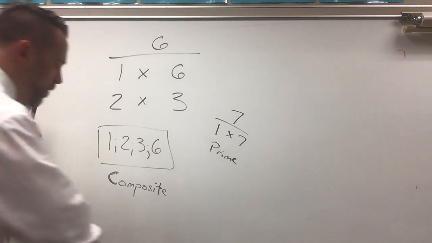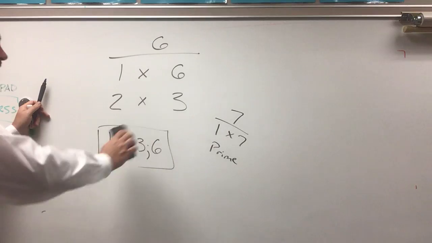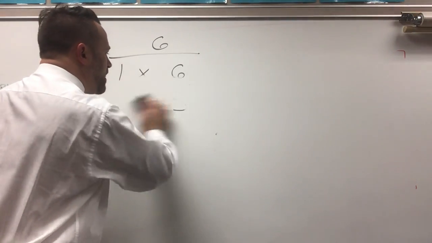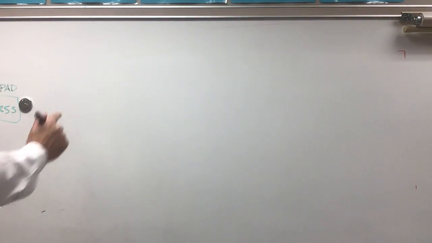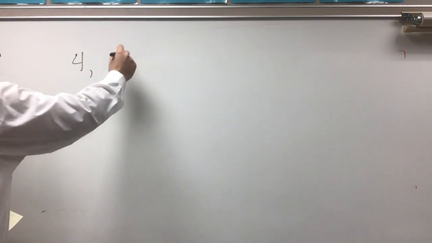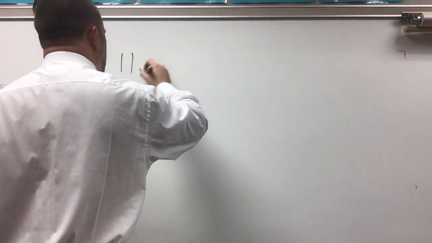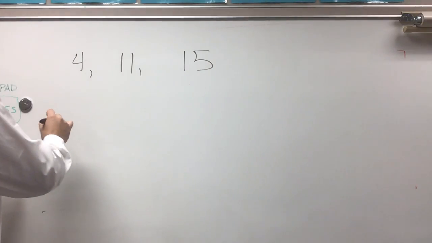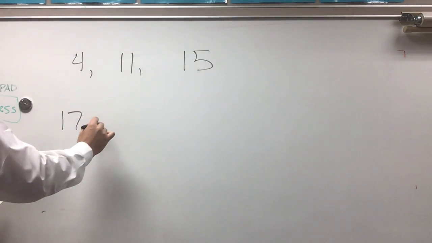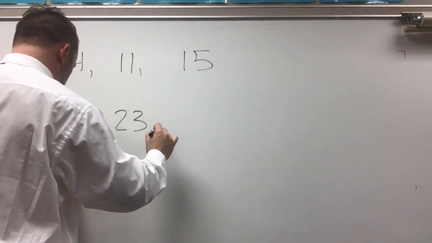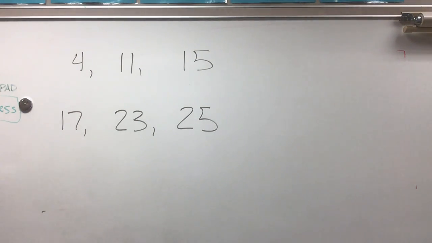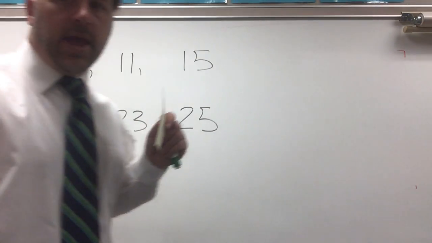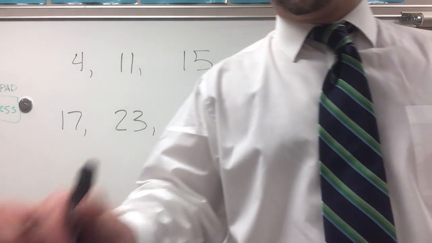All right, you're going to do a few. Do it just the way we did it. Give me all the factors, give them to me in order, and then I want you to decide, is this a prime number? Is it a composite number? Okay, here's your assignment. We are doing 4, 11, 15, let's do 17, 23, and 25, okay? 6 problems, give me all their factors, and tell me if they are prime or composite. Go get them.